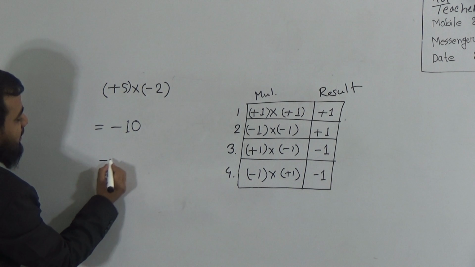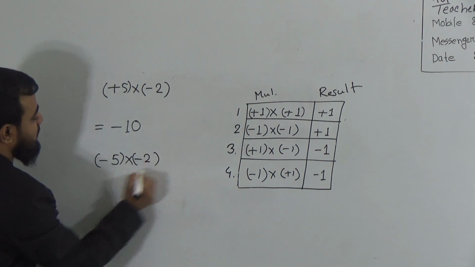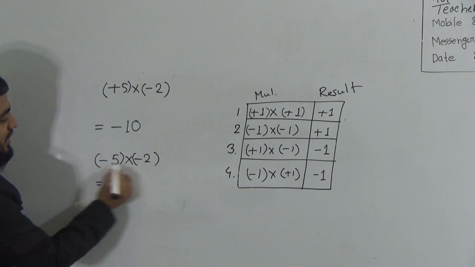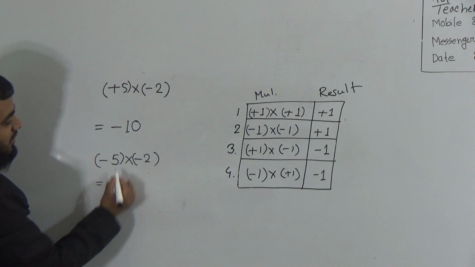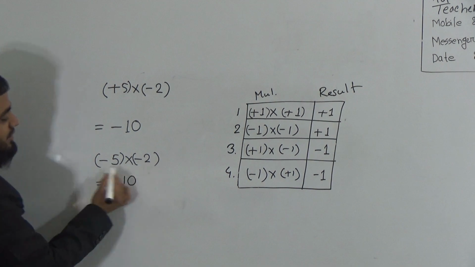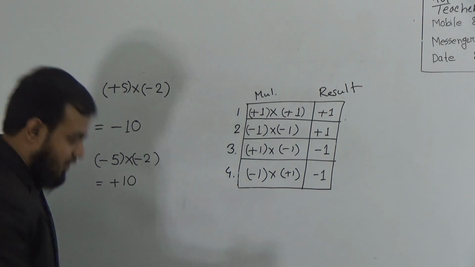Another example I can give you: -5 multiplied with -2. Okay, dear students, now both the signs are same, that means we will get a positive sign as a result. Now 5 twos are 10, so -5 multiplied with -2, we will get +10. I think, dear students, you have understood.